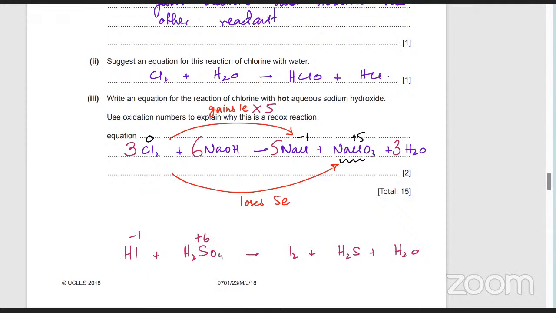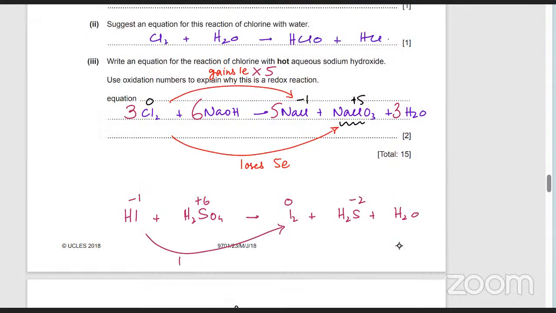Aur phir aage jaake I2 is 0. What is sulfur in H2S? Sir -2. Theek hai, -2 hai. So I remember H is +1 everywhere. H is always +1. O is -2. So I have not written it, but it's obvious. Theek hai, O is -2. So who's getting reduced? Who's getting oxidized? Ye -1 se kis pe ja raha hai? 0. So that means -1 to 0 lost electrons, right? Lost 1 electron. Woh ja raha hai +6 se -2. So that means it gained how many electrons? Gained 8. 8 electrons hue na?